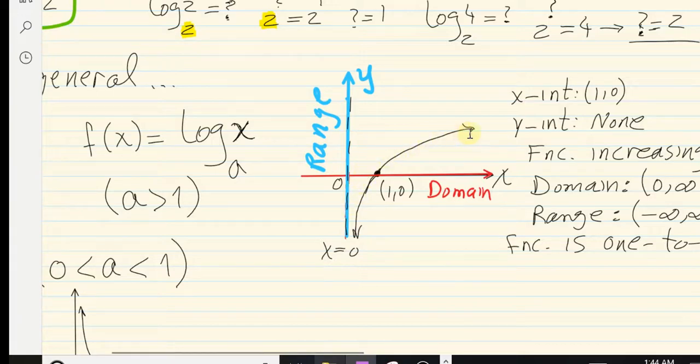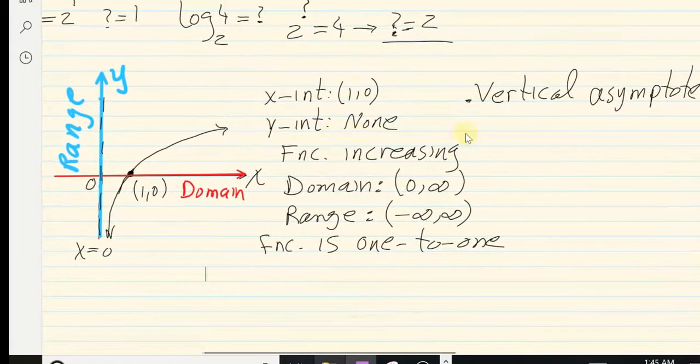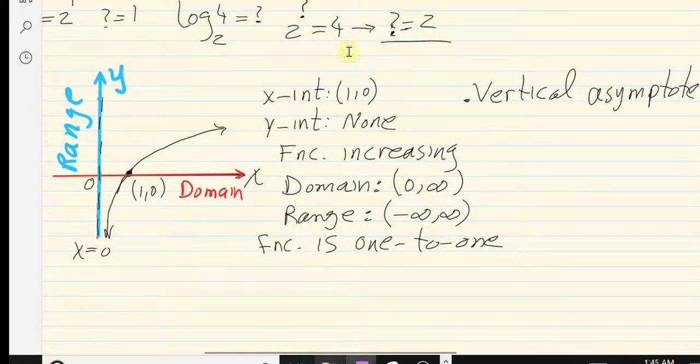It's always rising. And the domain of this function is going to be, well, 0 to infinity, not all real numbers. The domain is actually going to be just this part right in here. This is the domain. And the range is going to be negative infinity to infinity. So it can be anything on the y-axis. That's the output of the logarithm.